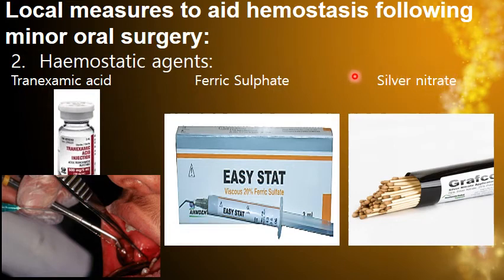Another hemostatic agent is silver nitrate. It is like a matchstick, which causes cauterization of the wound and thereby seals any source of hemorrhage, and by this we will accelerate the clotting process.